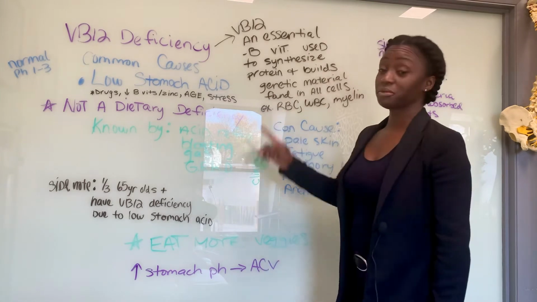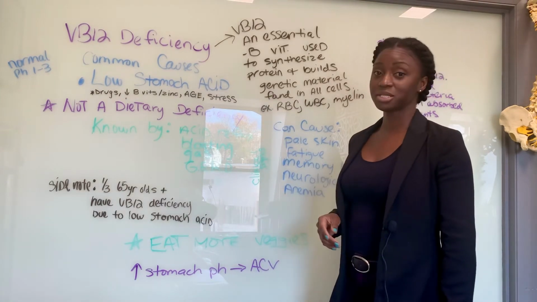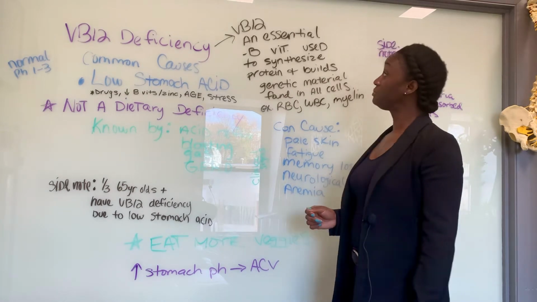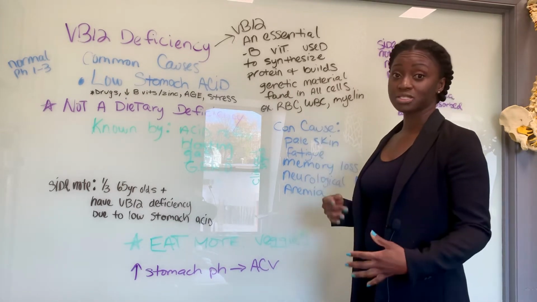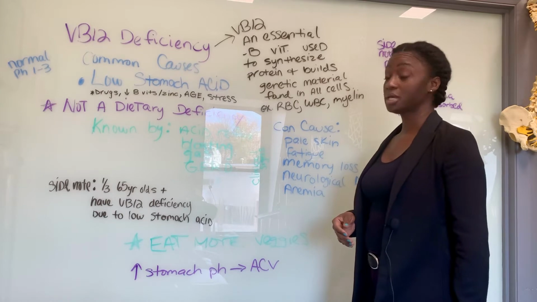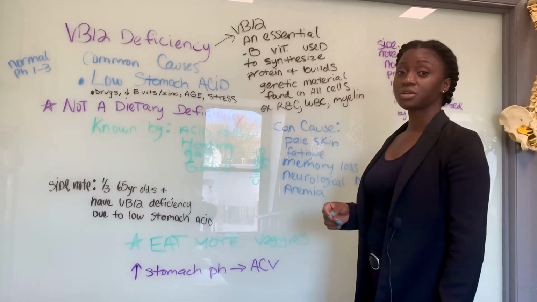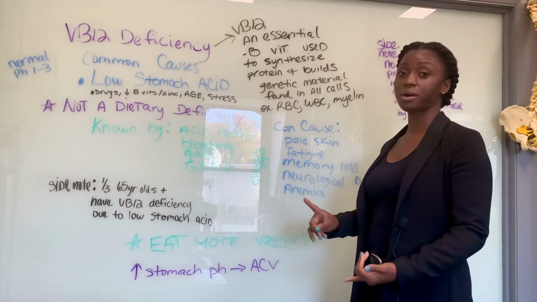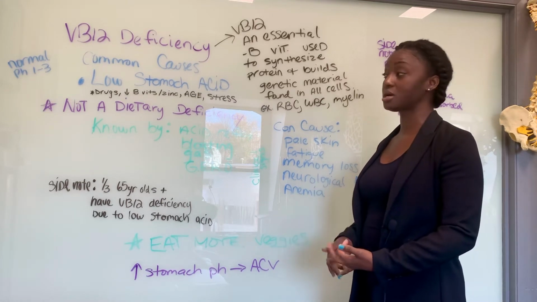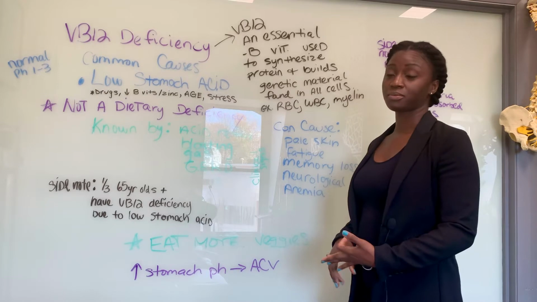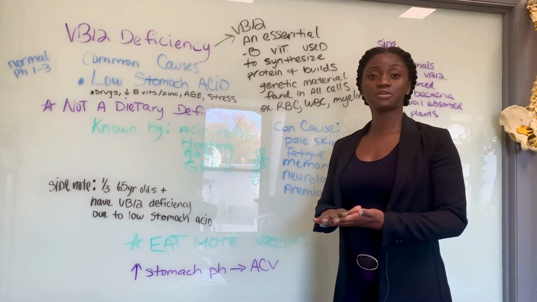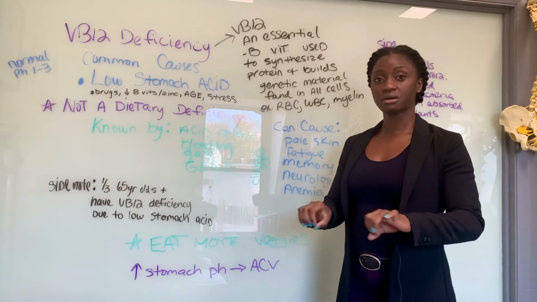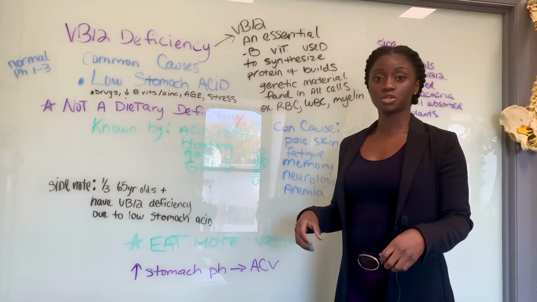So what vitamin B12 is, it's an essential B vitamin. It's used to break down or synthesize protein. It builds genetic material found in basically all our cells. So when we're talking about red blood cells, white blood cells, myelin. Myelin is the covering of our nerves. So it helps to keep that covering and that lining secured on the nerves.